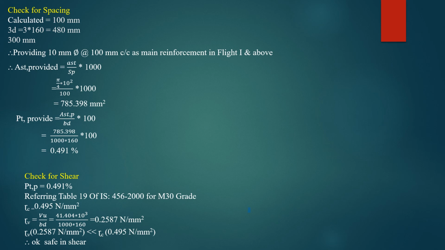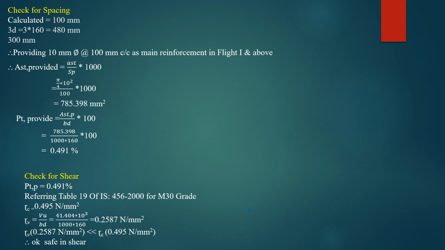So pt provided will be AST provided upon b d into 100. AST provided is 785.398, b is 1000, and d, the effective depth, is 160, into 100. So pt provided is 0.491 percent.